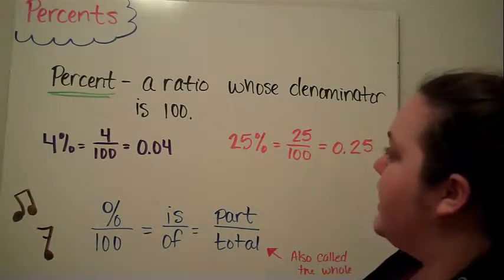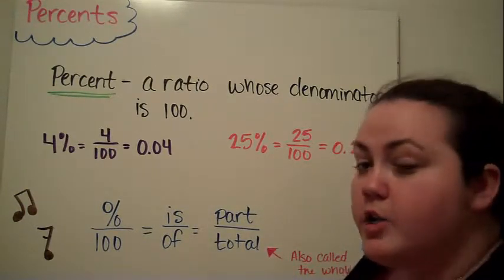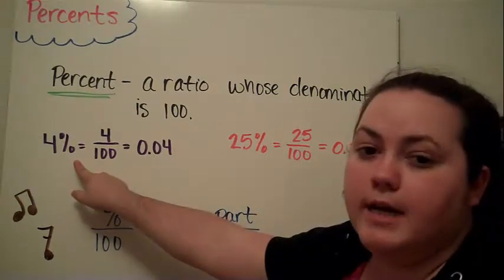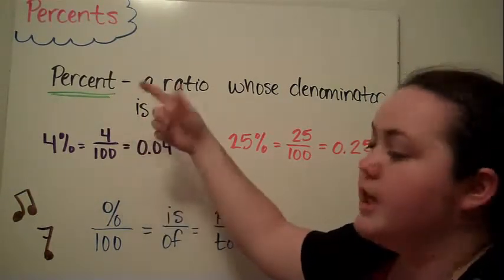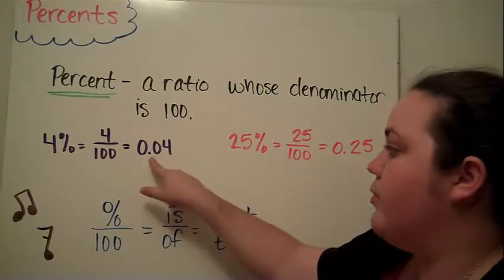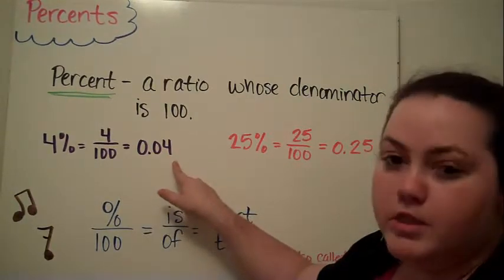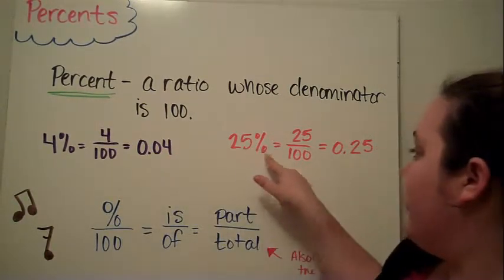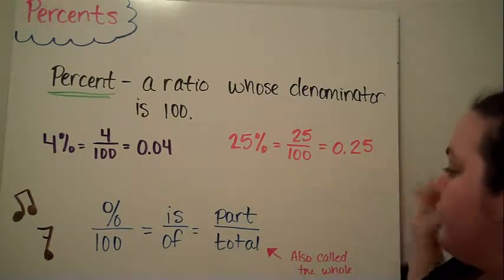For our definition of percent, a percent is a ratio whose denominator is 100. So I can write a percent using the percent sign. I could write it in fractional form. If I wanted to change it to a fraction, it would be 4 over 100. And if I changed it to a decimal, it would be 0.04, where the last number ends in the hundredths place. 25% would be 25 over 100, or 0.25.